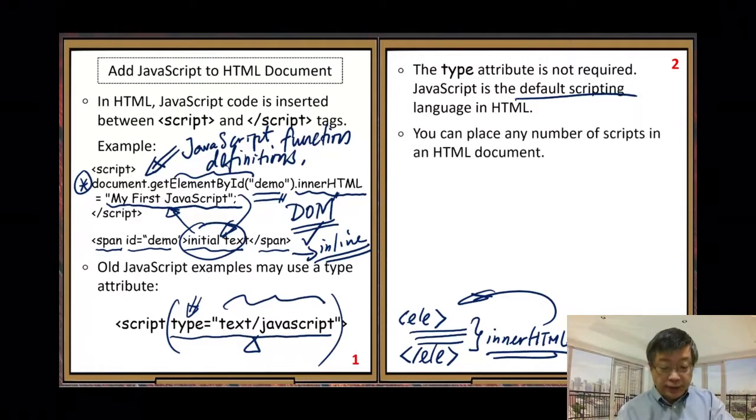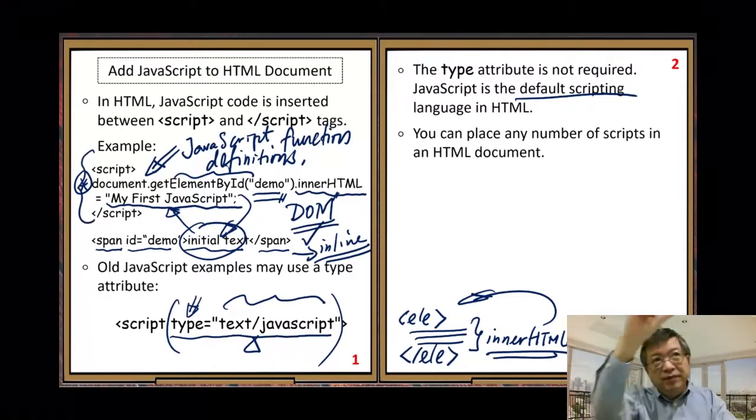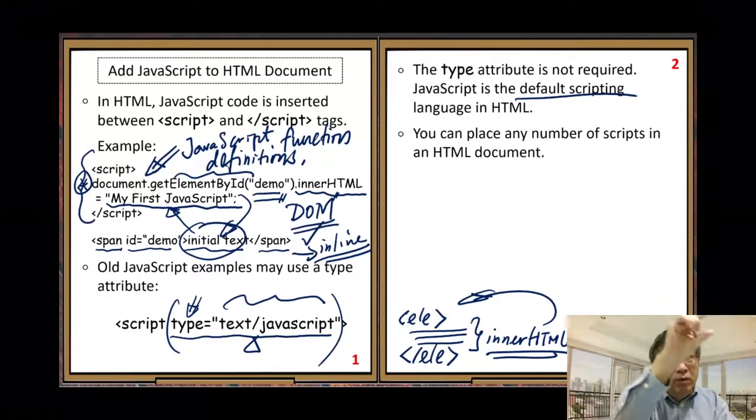All right, next. You can place any number of scripts in an HTML document. You can spread the script element. What's the meaning? You have a script element right here. You can put multiple script elements in different locations in your HTML documents. So that's the meaning.